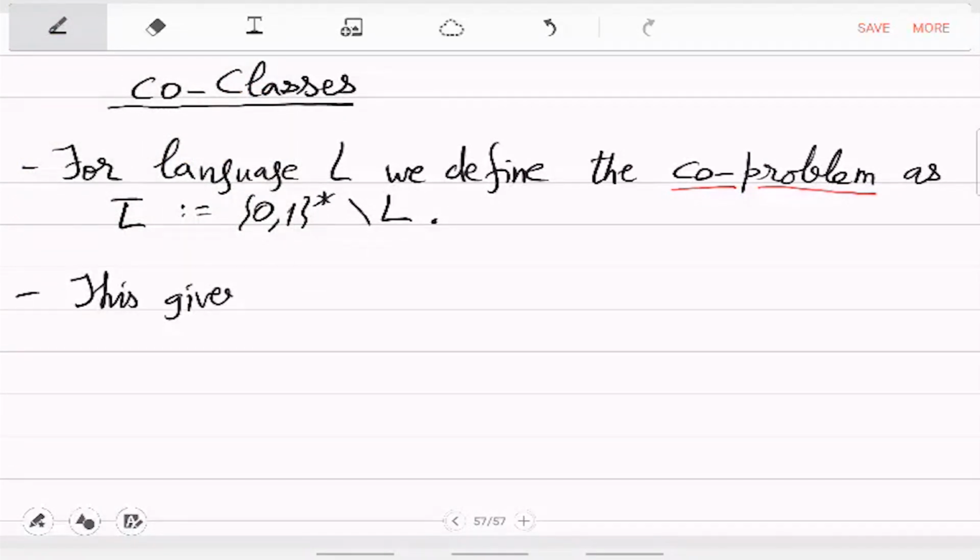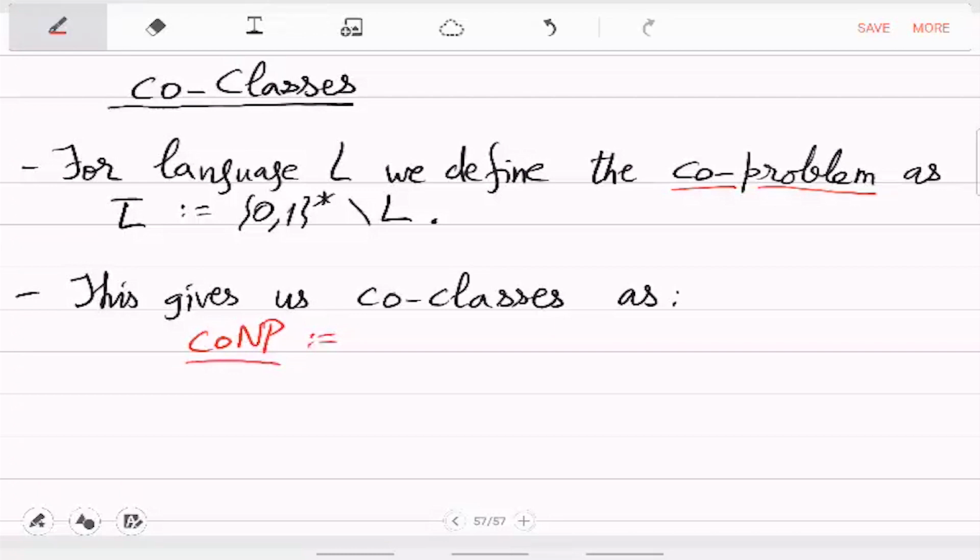So this gives us co-classes. What will co-NP be? Co-NP will be the set of L's such that L complement is in NP. In other words, you take languages in NP, complement them, and that's co-NP. So you can do this operation with any complexity class. You can do it with P, and then what happens?